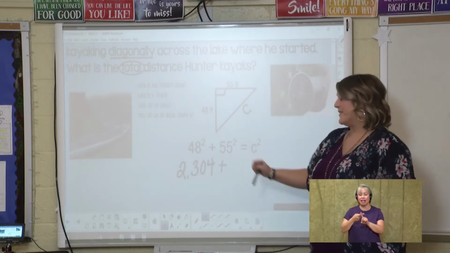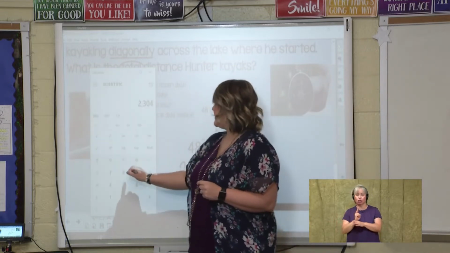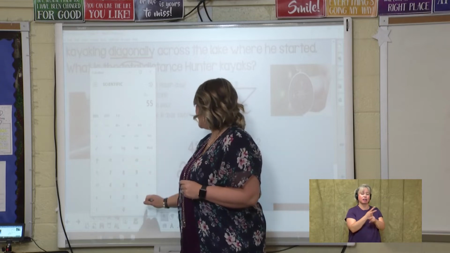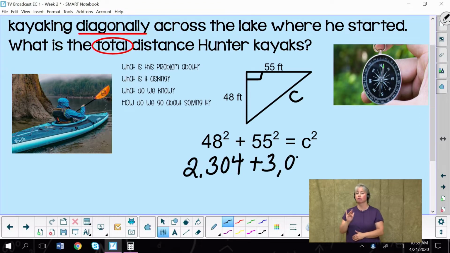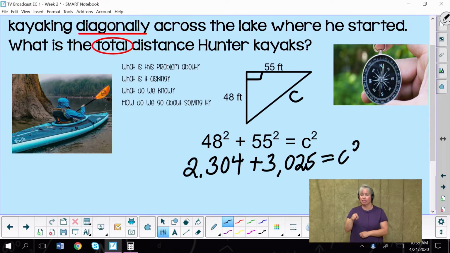Plus, now we have to find what 55 squared is. So we're going to go back to our calculator, clear it out. 55 times 55, 3,025. Double check that. Yes, okay. And now our Pythagorean theorem says that we need to add those two numbers. So we're going to add these two numbers.